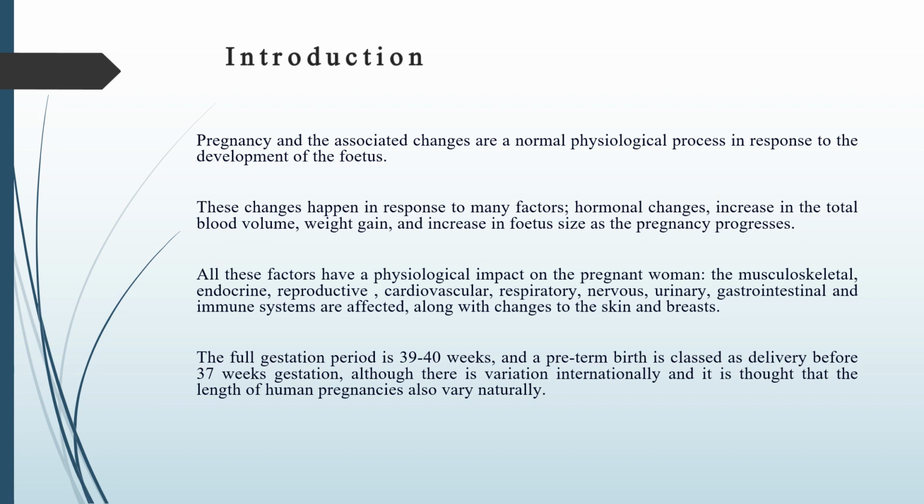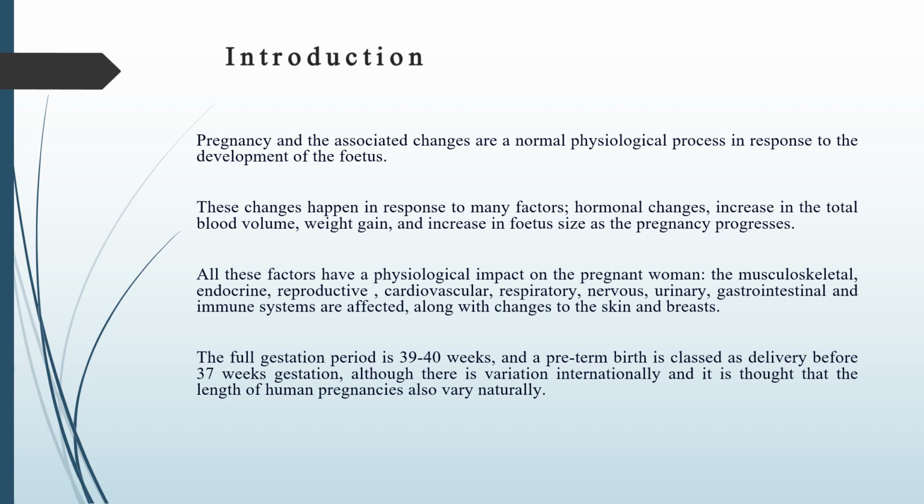The musculoskeletal, endocrine, reproductive, cardiovascular, respiratory, nervous, urinary, gastrointestinal, and immune systems are affected, along with changes to the skin and breast. The full gestation period is 39 to 40 weeks, and a preterm birth is classed as delivery before 37 weeks gestation, although there is variation internationally and it is thought that the length of human pregnancies also varies naturally.